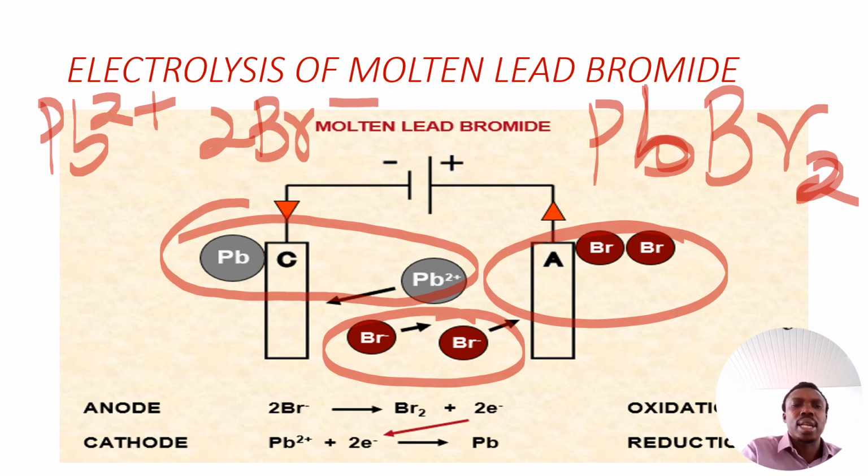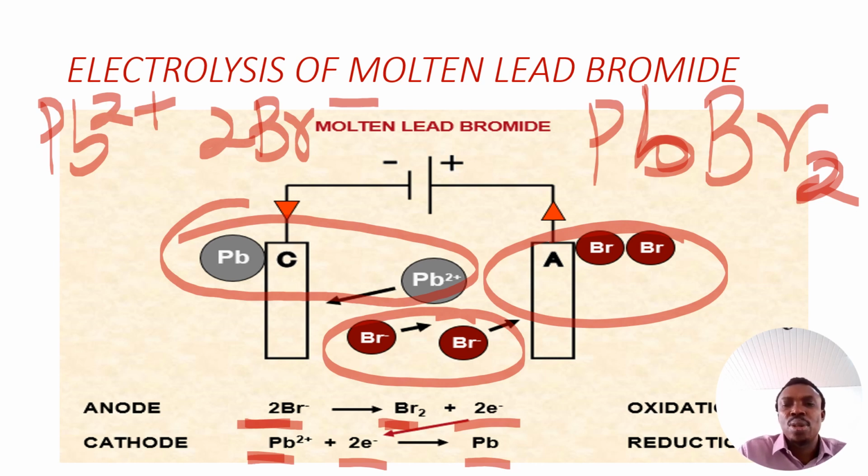So you can see from this equation that at the cathode, the cations, which are lead-2 ions, go to the cathode, where they gain electrons and become deposited as lead, while at the anode, the bromide ions go to the anode, where they lose electrons to form bromine. So this is the electrolysis of lead bromide. Electrolysis of what? Molten lead bromide.